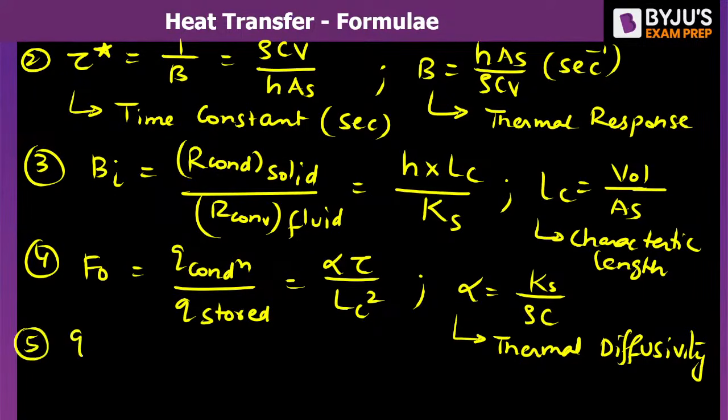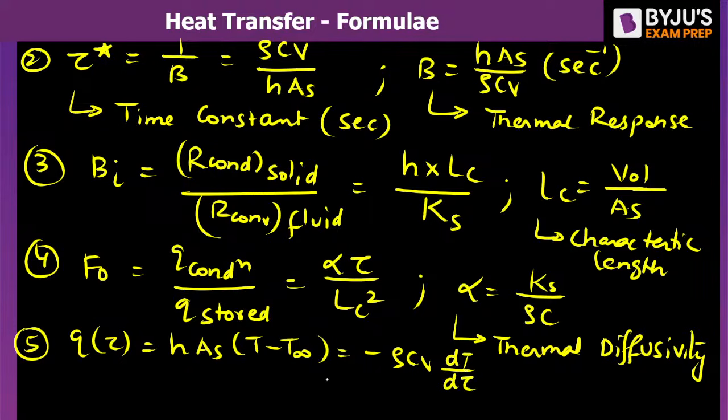And Q can be calculated. Q, the heat transfer rate at any instant, is h into A into T minus T infinity, which is equal to minus rho C V into dT by d tau. That is how we can find out the heat transfer rate.